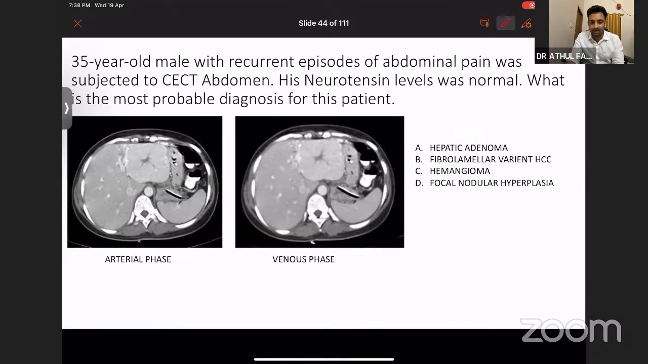Other thing is liver lesions. Last year they asked about a calcified liver lesion in a non-contrast CT, it was a hydatid cyst. So they can ask you anything about liver lesions this year, because previous year topics will be repeated. So topics are very, very important.